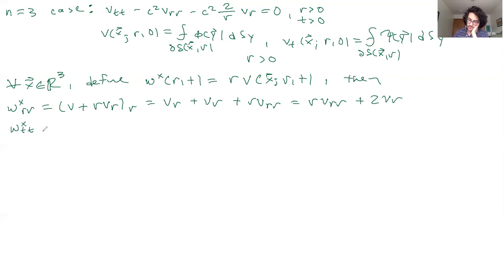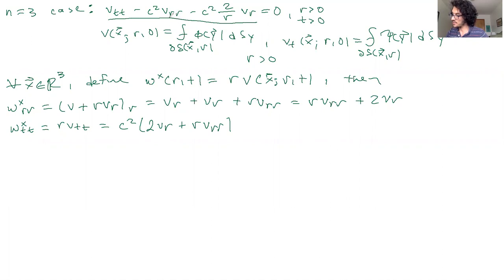W_tt is equal to r V_tt. Which is equal to c squared times 2 V_r plus r V_rr, according to our PDE. So it's just me taking this PDE, moving that to the other side and multiplying through by r. But what do I know about this quantity? Well, this quantity is represented by this, which is just W_rr.